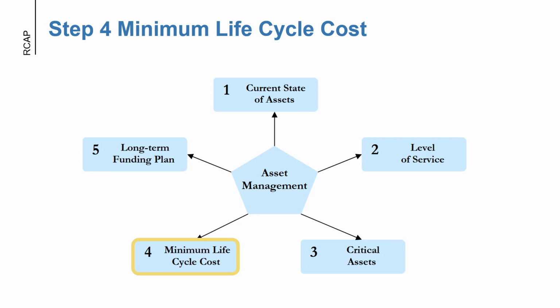The next step is looking at your minimum life cycle cost, which means managing a water system's assets in a way that delivers the best long-term value, not just the lowest upfront cost. It includes planning for the full cost of owning, operating, maintaining, and eventually replacing assets over their entire lifespan. For small systems, this helps ensure limited funds are used wisely and sustainably.